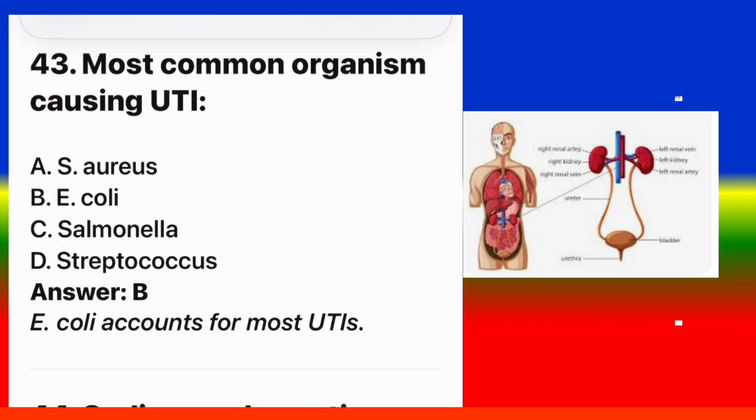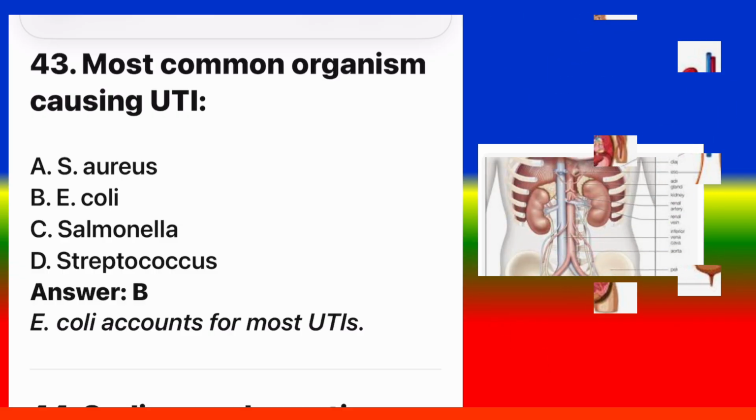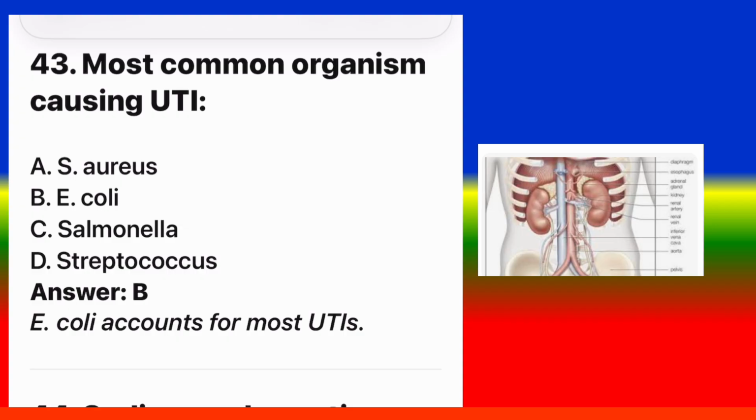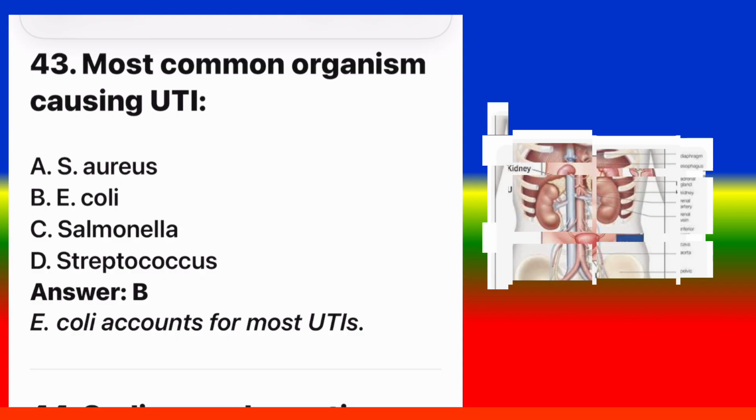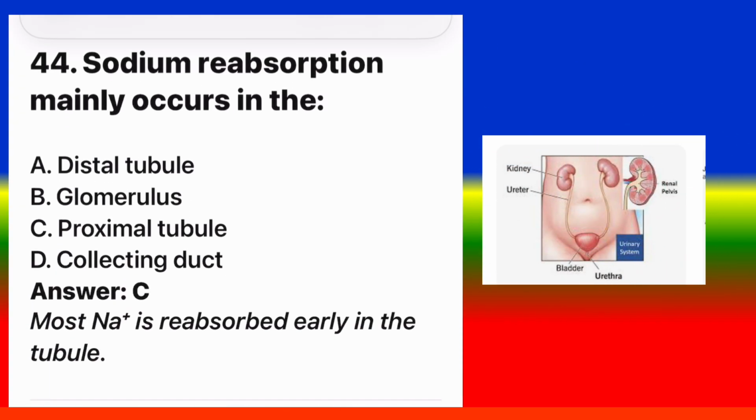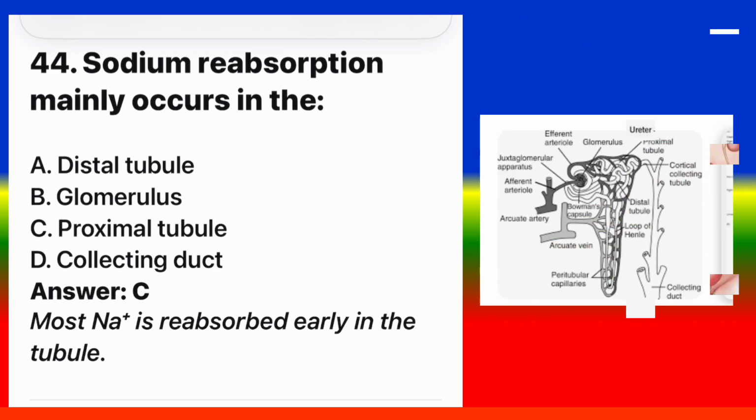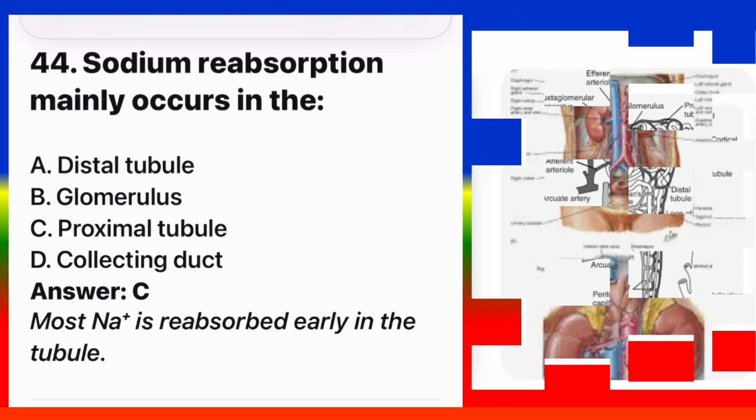Number 43, most common organism causing UTI: A, S. aureus; B, E. coli; C, salmonella; D, streptococcus. Answer B, E. coli accounts for most UTIs. 44, sodium reabsorption mainly occurs in the: A, distal tubule; B, glomerulus; C, proximal tubule; D, collecting duct. Answer C. Most sodium is reabsorbed early in the tubule.